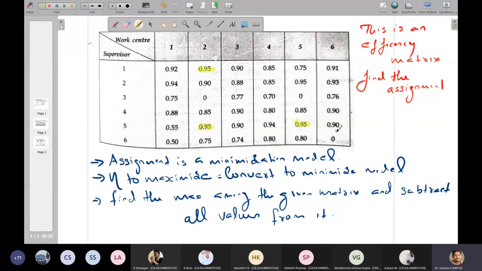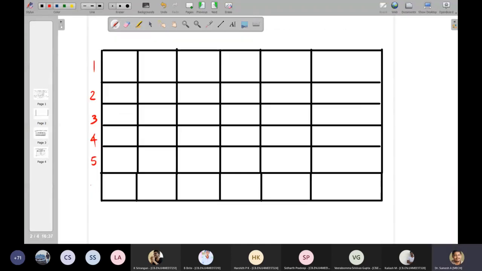It doesn't mean that it is from the first row or the second row, not like that. It is from the entire matrix. Then I have to convert it to an equivalent new minimization matrix. This is also 1, 2, 3, 4, 5, and 6. So this is supervisor, and this is work center.